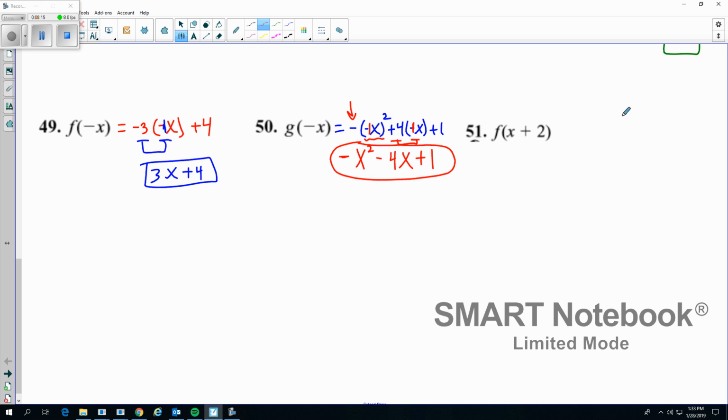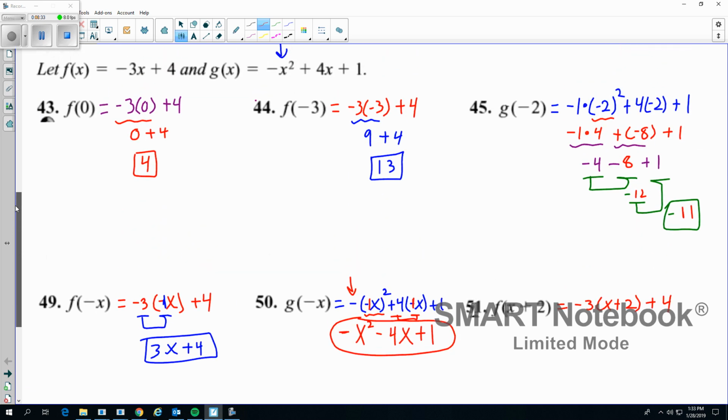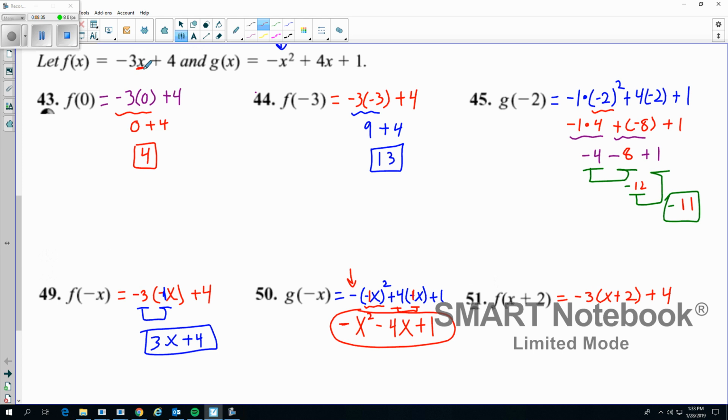And then our last one, so now what you're going to do is place this x plus 2 into that original f function up at the top. So it's going to be -3 parentheses. You got to put parentheses around it. X plus 2, and then we do have that +4 right there. So all I did, I'll just scroll up so you can see it. All I did was take this function right here and replace that x with the x plus 2. Okay, that's all I did.